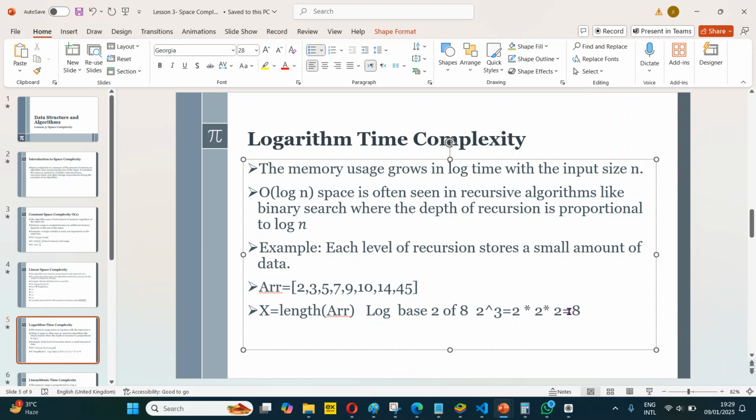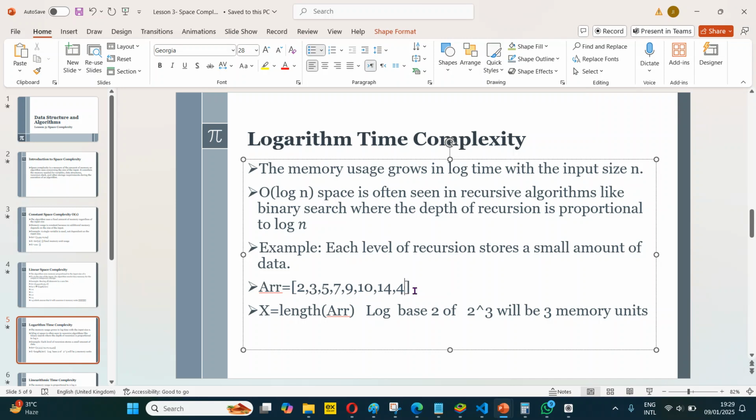8. So 2 raised to power 3, so the memory usage here will be 3 memory units, right? So log of base 2, when you divide it, will give you 3 memory units.